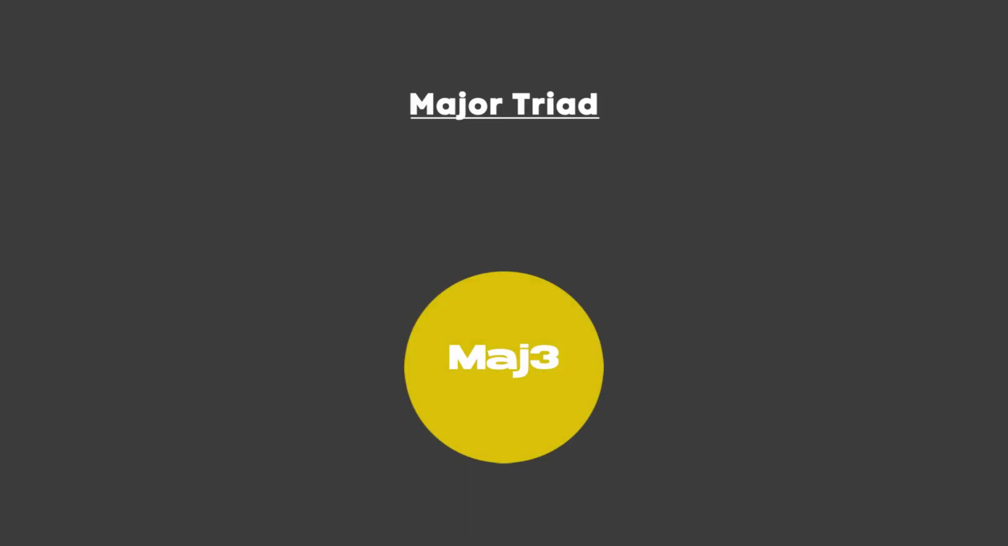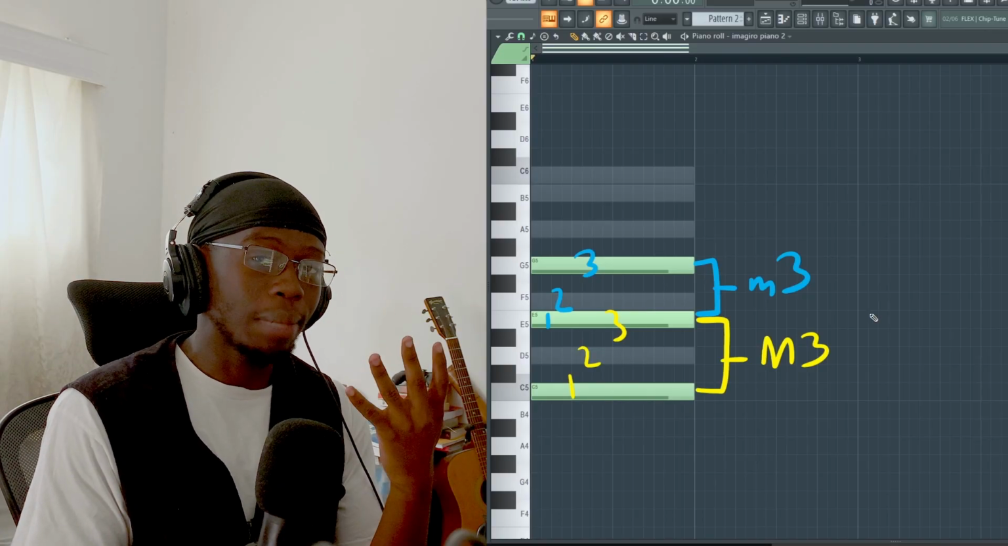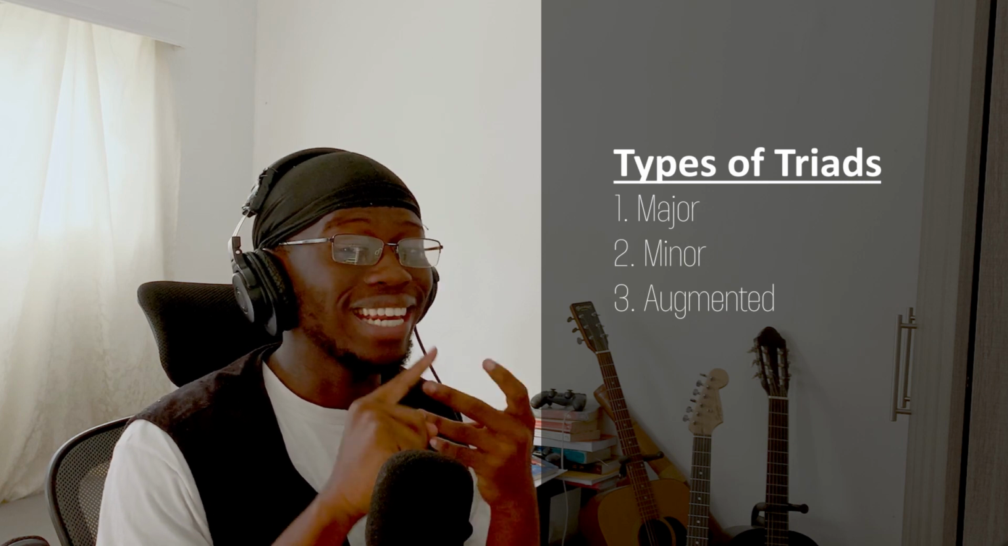So even within a major triad, we still have a minor third, but it's placed in a way that it doesn't sound dark. Again, this is a major triad. So this is what I mean when I say that a triad is a 3-note chord that is built by stacking intervals of thirds. And we mainly have 4 types of triads. We have a major triad, which we just covered. We have a minor triad, an augmented triad, and a diminished triad.